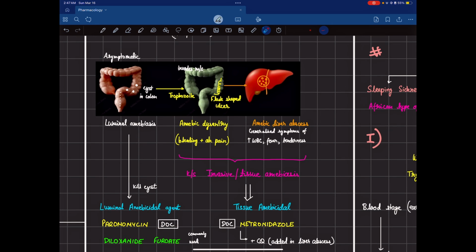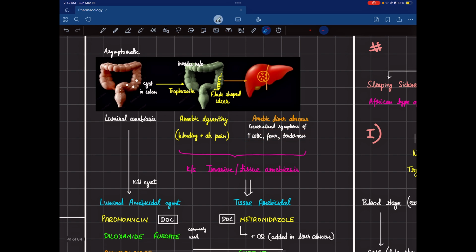For the other phase, the second phase, when it invades the muscles, it's called amoebic dysentery, and at that time you see bleeding as well as abdominal pain. And ultimately, when it invades the liver, it's called amoebic liver abscess, and it's a generalized symptom of increase in WBC, fever, and tenderness of your liver.